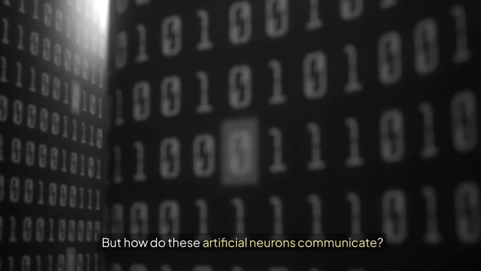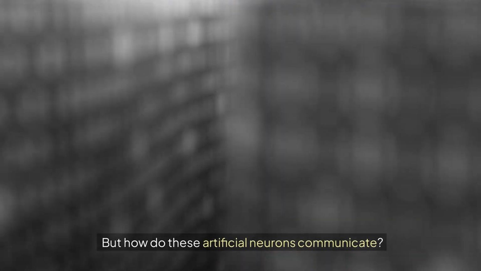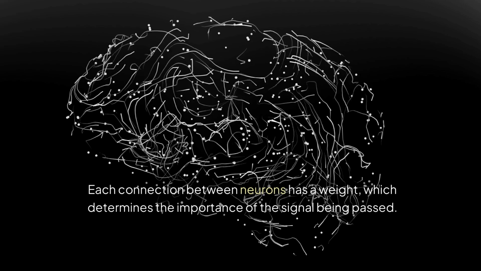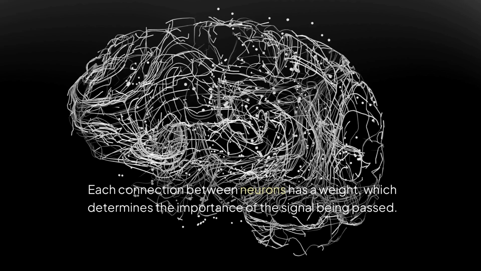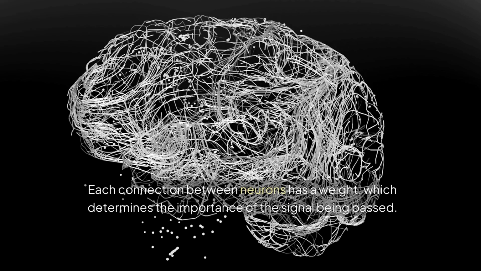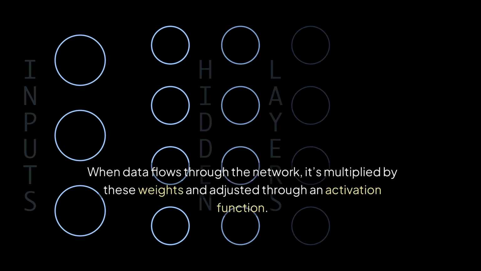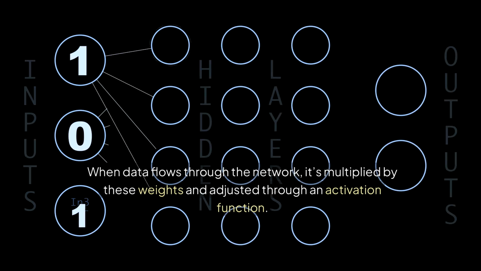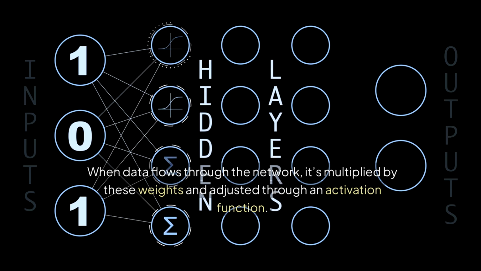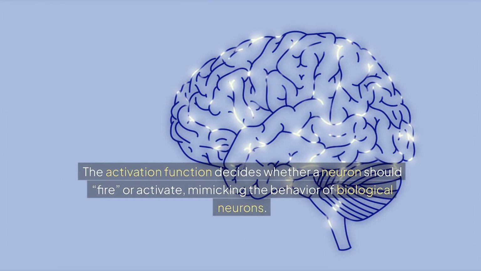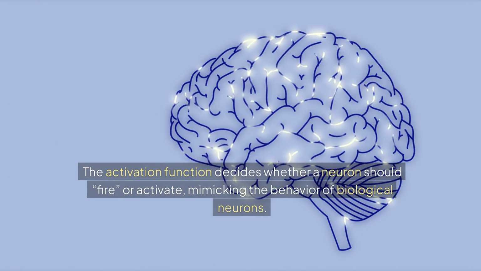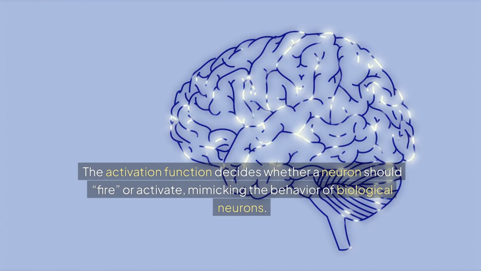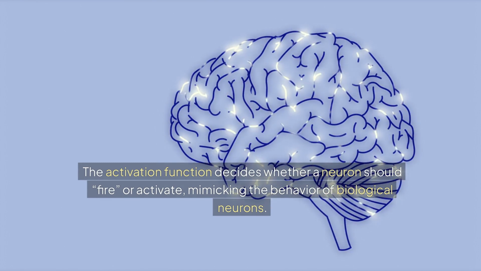But how do these artificial neurons communicate? Each connection between neurons has a weight, which determines the importance of the signal being passed. When data flows through the network, it's multiplied by these weights and adjusted through an activation function. The activation function decides whether a neuron should fire or activate, mimicking the behavior of biological neurons.